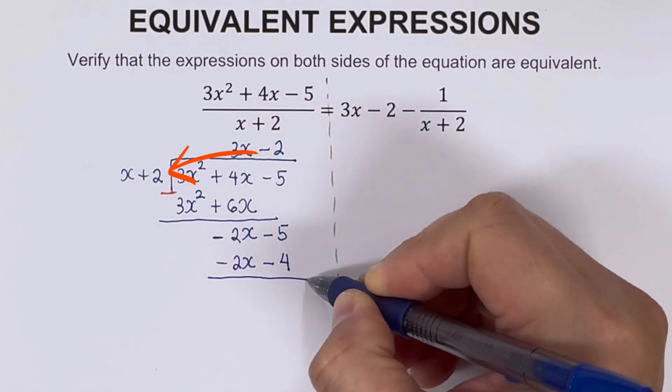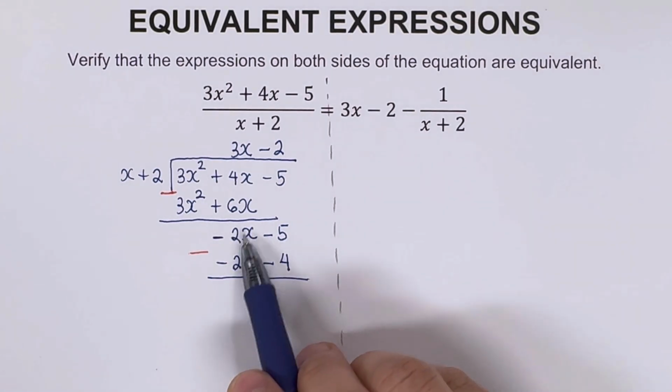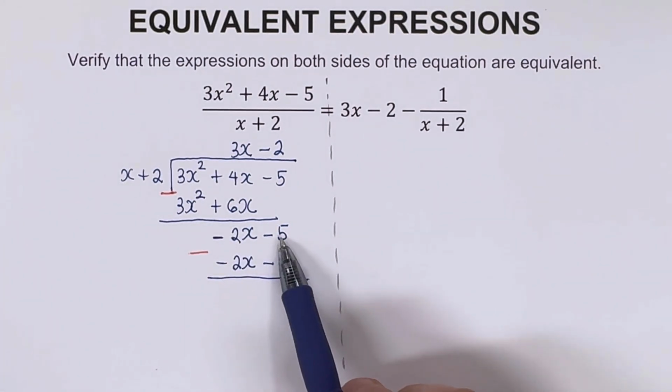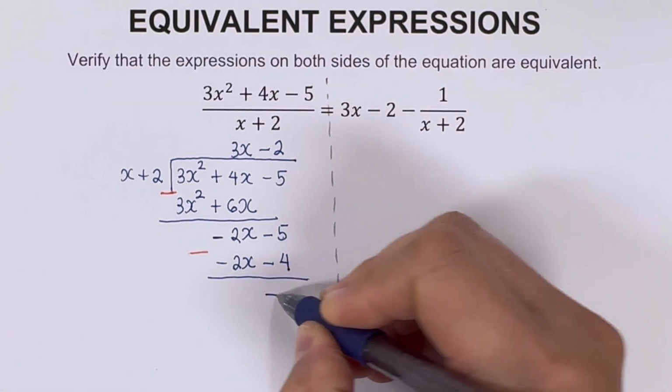And we do the same thing. We are going to subtract these two expressions together. So that comes out to 0. And negative 5 minus negative 4 is negative 1.